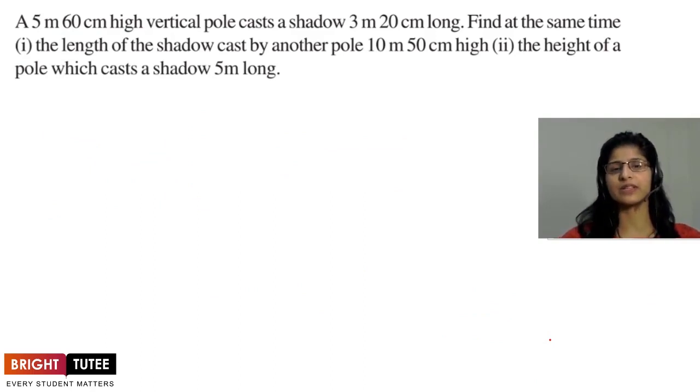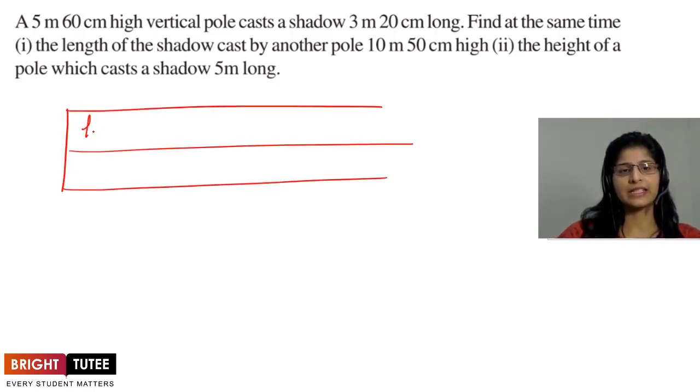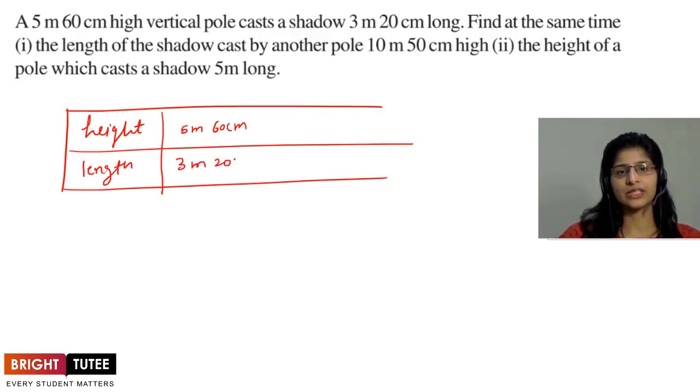Okay, there is a 5 meter 60 centimeter high vertical pole. It is casting a shadow 3 meter 20 centimeter long. We have to find, at the same time, that means the same conditions, the length of the shadow cast by another pole and the height of the pole. So we'll form a table just to see. We'll write here height, and we'll write here the length of the shadow. So when the height is 5 meter 60 centimeter, what is the shadow length? It is 3 meter 20 centimeter.